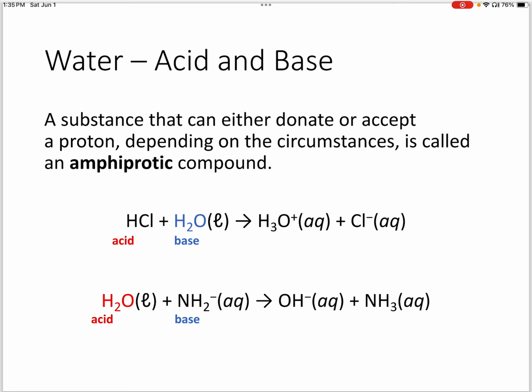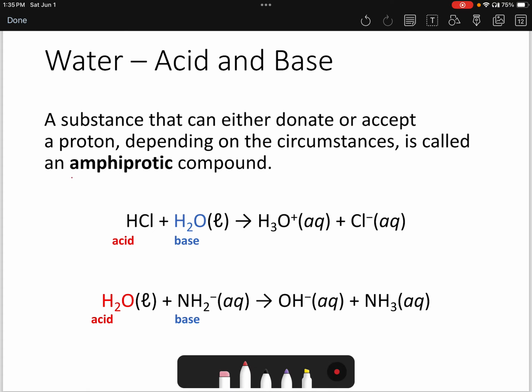Hello. So we're going to dive into a special case, water, which can act as an acid or a base, just depending on what it's reacting with. So a substance that can either donate or accept a hydrogen ion, and remember we can also call that a proton, it's called an amphiprotic compound. So this is what we can call water.